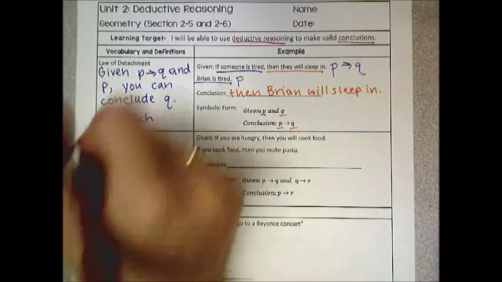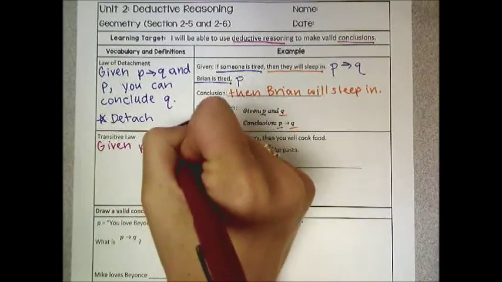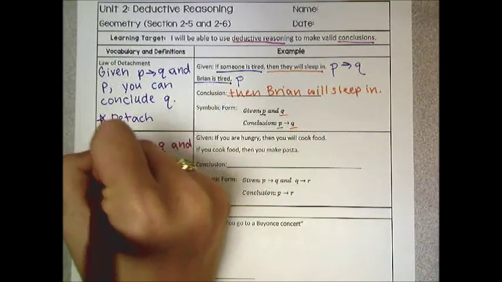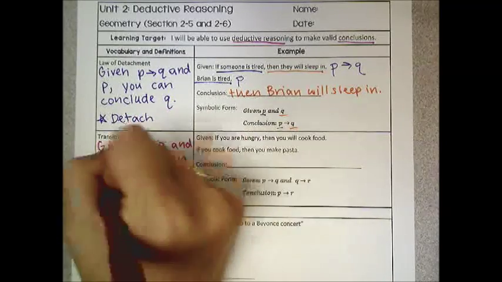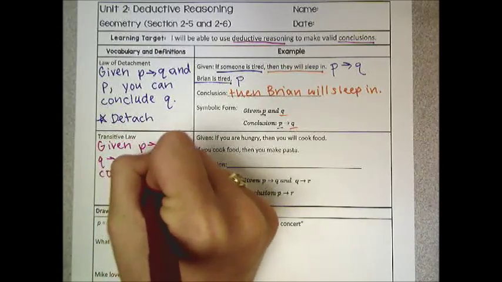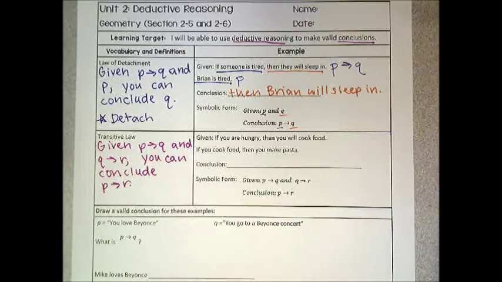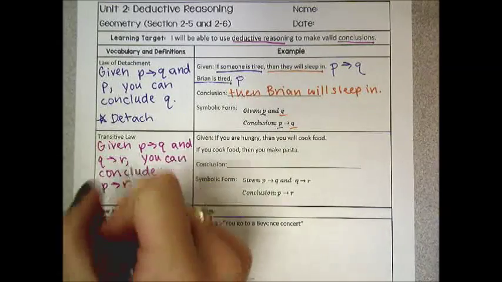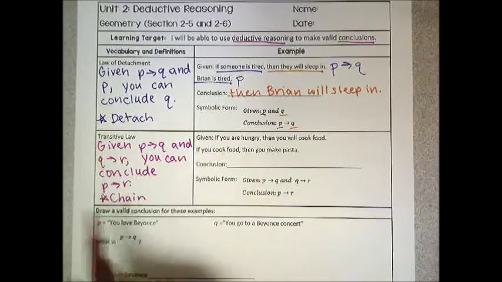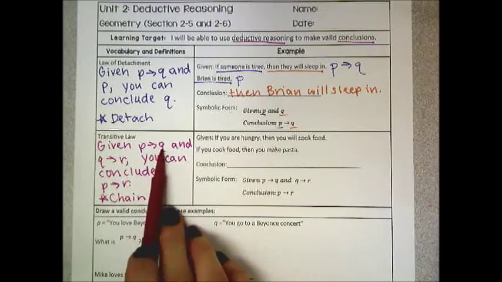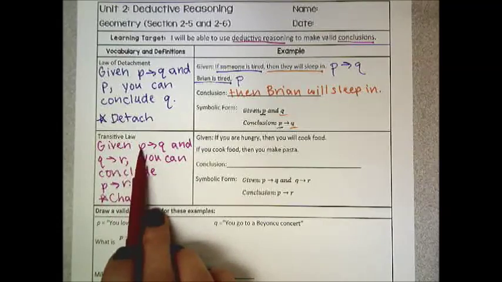Alright, next up we have the transitive law. So given if P, then Q, and if Q, then R, you can conclude if P, then R. So what I think of for the transitive law is kind of like a chain, like links in a chain. If P, then Q, Q connects to this next chain, Q, then R. So the end of it is the beginning to the end of the chain.